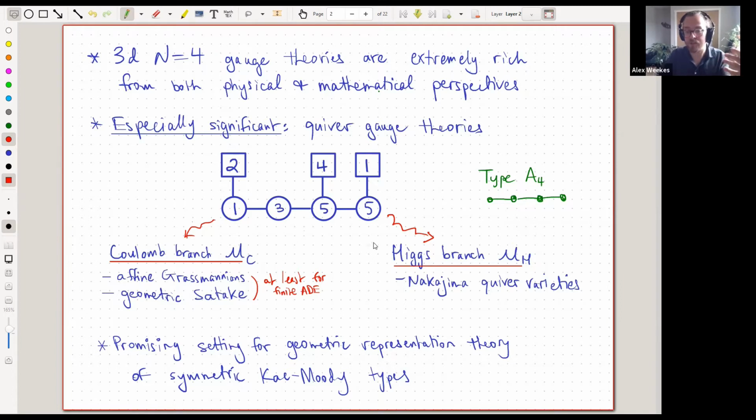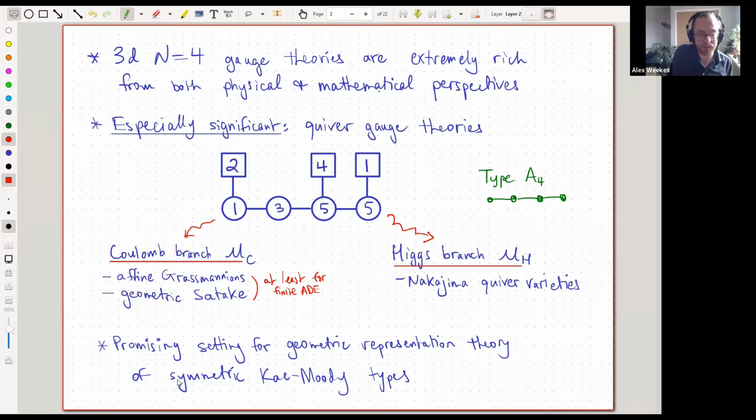On the other side of this picture, though, there's another beautiful story of Higgs branches, which are what are called Nakajima quiver varieties, which are also very closely related to representation theory. This was talked about a bit by Professor Nakajima in his lecture today, a certain way of constructing a representation. So let me think of this quiver gauge theory setting as a very promising setup for geometric representation theory for symmetric Kac-Moody types.